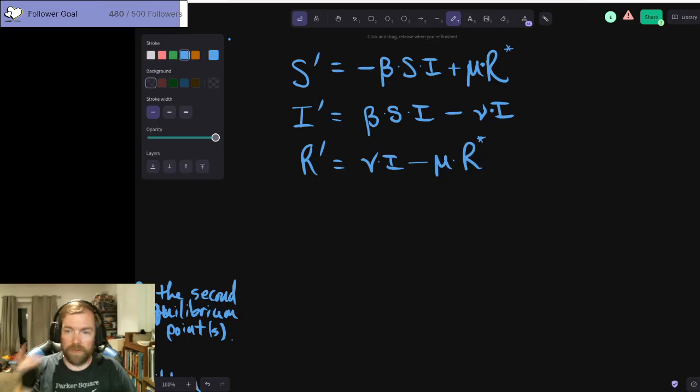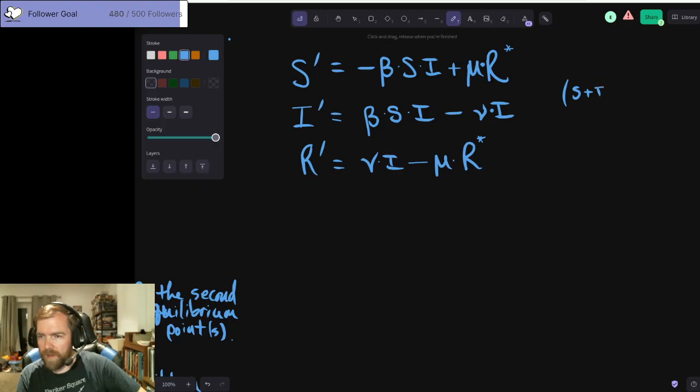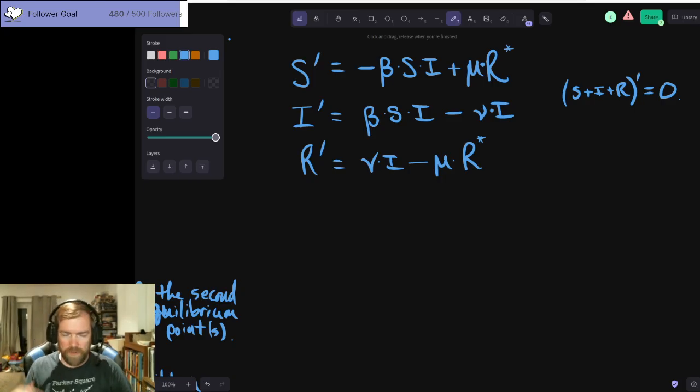In this particular model, they're just saying that this is a closed system, that we're not going to lose people from the total overall S plus I plus R. So it is a bit of a simplified model, but yep. S plus I plus R prime is going to be equal to 0. So total number of people will always stay constant for this particular thing.